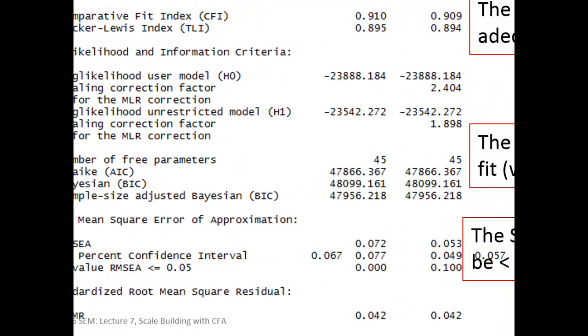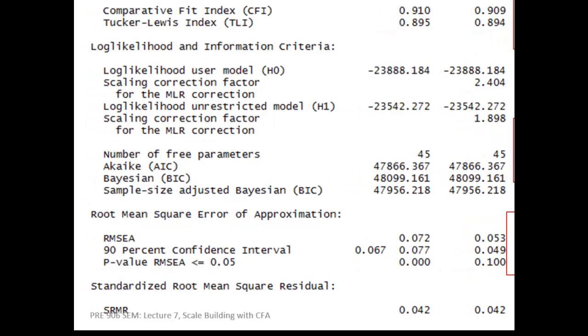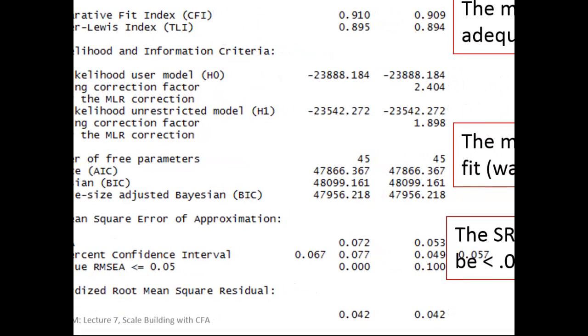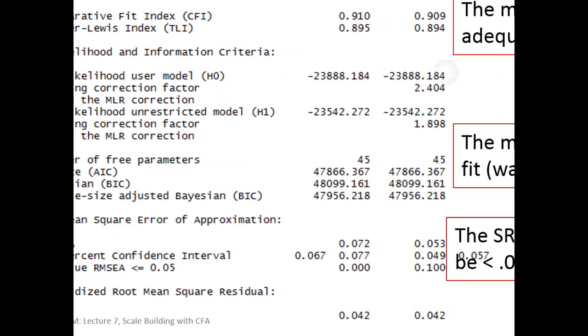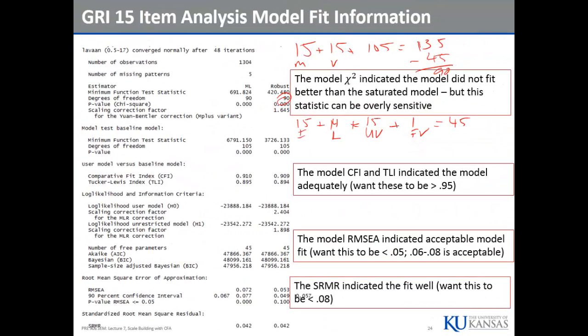RMSEA now 0.053. Now that's pretty good. If I saw that, I'd be like, all thumbs up for you. Pretty close to less than 0.05. I'm all right with that. And the SRMR, or the standardized root mean squared residual, at the bottom, 0.042. So we're starting to build a case that we have a 15-item scale that we're happy with.